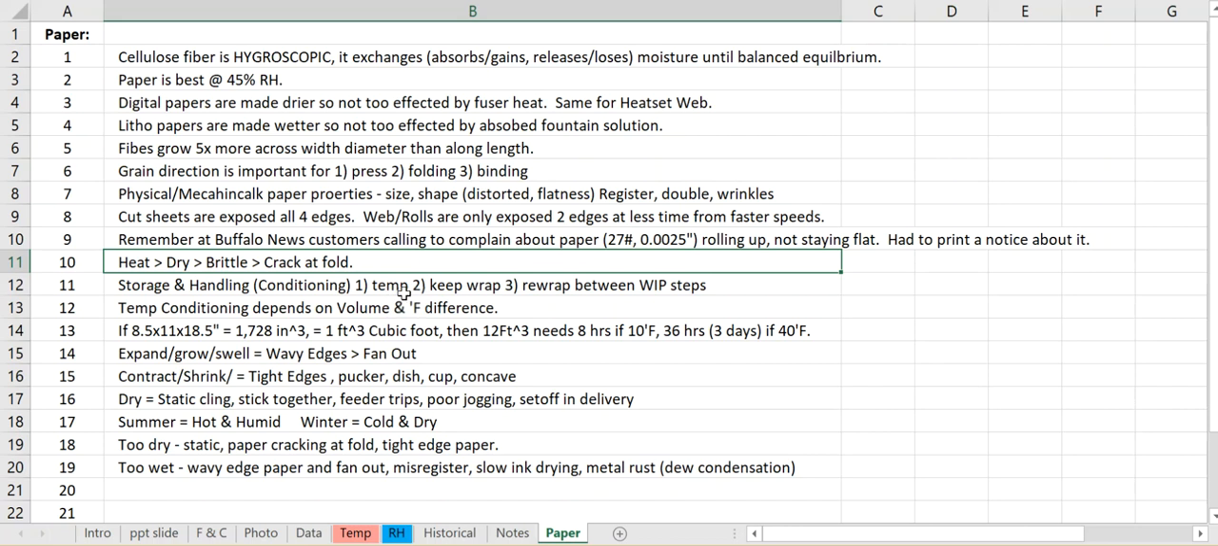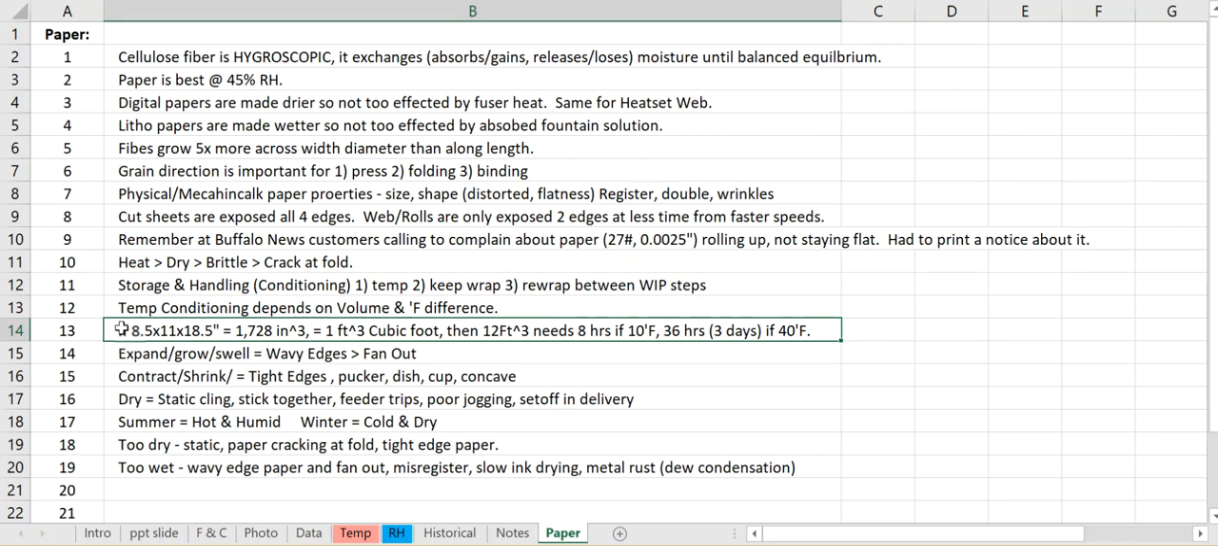First to the temperature, always keep it wrapped and protected, and then between printings, like over a long weekend, you want to rewrap it. WIP is work in process. The conditioning to the temperature will depend on the volume of paper that you have in cubic feet and the difference in the temperature. So for example, if I have an 8.5 by 11 letter sheet size, 18.5 inches tall, about the maximum of my feeder and delivery capacity, that's 1,728 cubic inches.